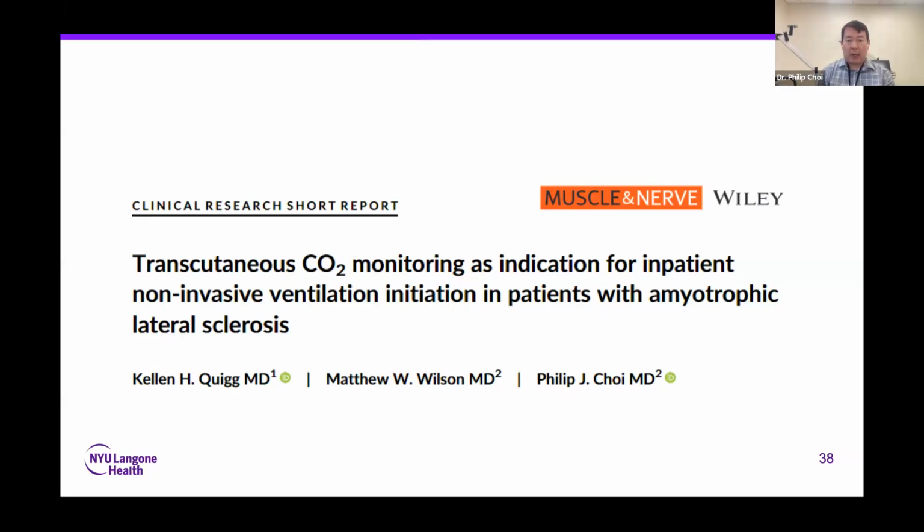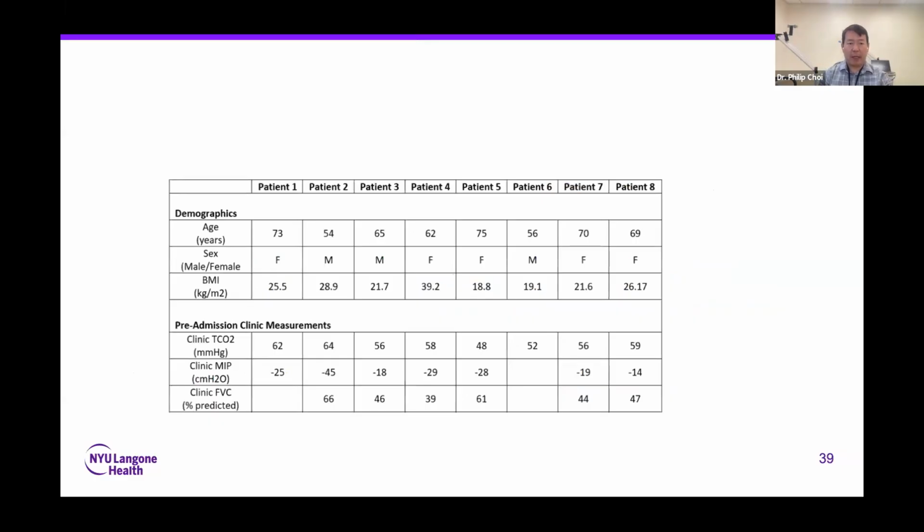So we published this study. It was just a small case series of patients specifically with ALS, who I admitted based on their transcutaneous CO2 levels in clinic. And so this was a series of 8 patients, various ages, a mix of male and female, various BMIs. But I think one of the things that I wanted to first highlight is what was their transcutaneous CO2 level in clinic.